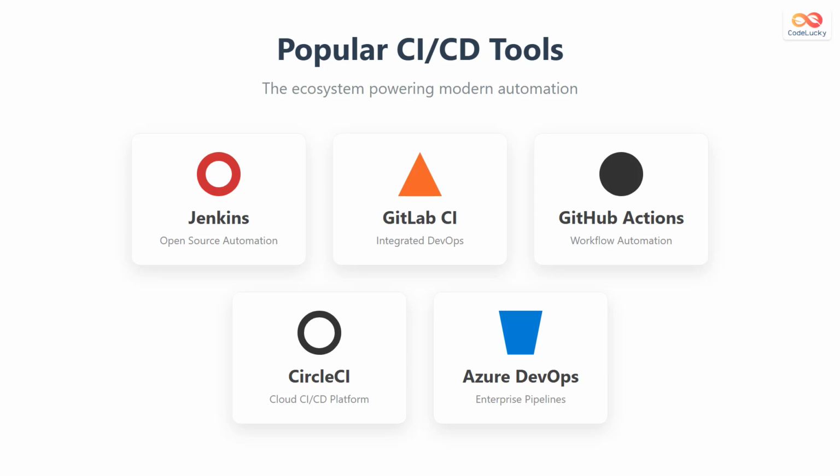There's a vast ecosystem of tools that power these pipelines. Jenkins is the classic open-source automation server. GitLab CI and GitHub Actions are popular modern choices that integrate directly with your code repositories. CircleCI and Azure DevOps are also widely used platforms that provide robust cloud-based pipeline solutions.